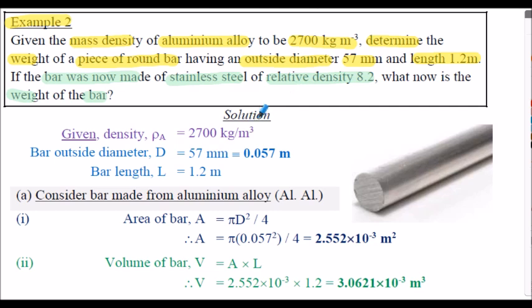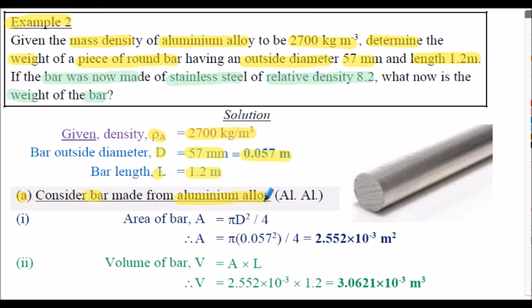So here's our solution. In the question we're given the mass density of the aluminium alloy is 2,700 kilograms per meter cubed. We're given the outside diameter of the bar, 57 millimeters. Notice that's been converted straight away into meters, divided by 1,000. And the length of the bar is also given in the question, 1.2 meters. Part A of the question is the bar made from aluminium alloy.